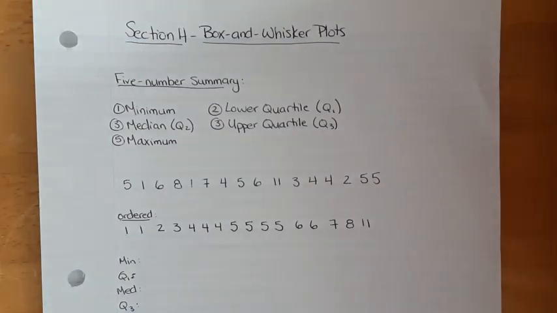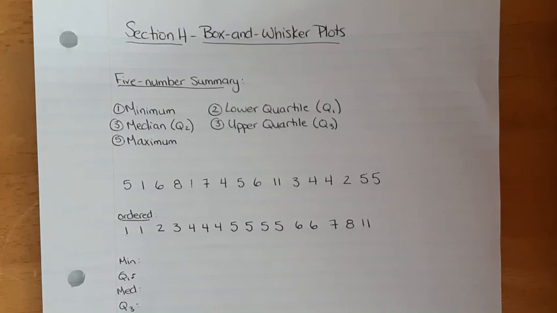Hi everybody, so this is the video for section H, which is on box and whisker plots. Box and whisker plots are a type of graph that can visually show the spread of a set of data. So it's a way of seeing how the data is spread out, what the variance is. It gives you a big picture. For those people that are visual, it can be really helpful.